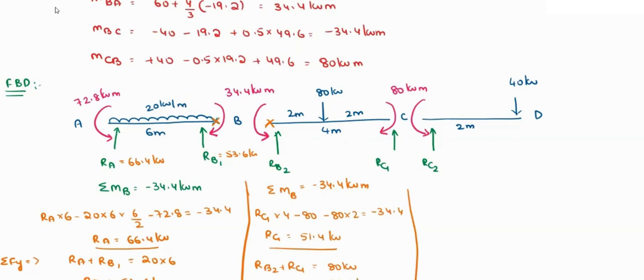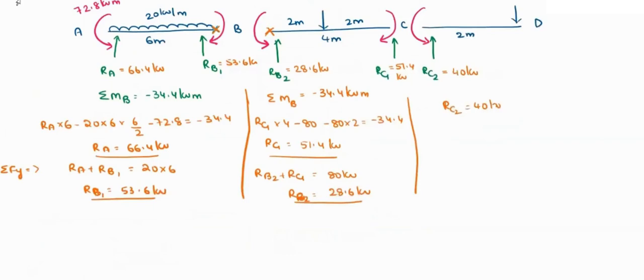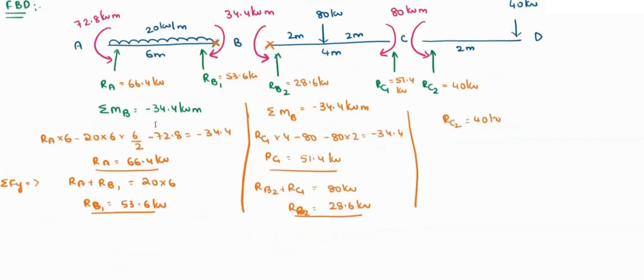So this is the reaction you are going to get. This one will be equal to 28.6 kilonewton and RC1 will be equal to 51.4 kilonewton. Whereas coming here, RC2 will be equal to 40 kilonewton. So this is how you are going to have your free body diagram. Okay. After getting this free body diagram, I'll draw the figure once again. By using this figure, we are going to draw the shear force diagram and bending moment diagram.